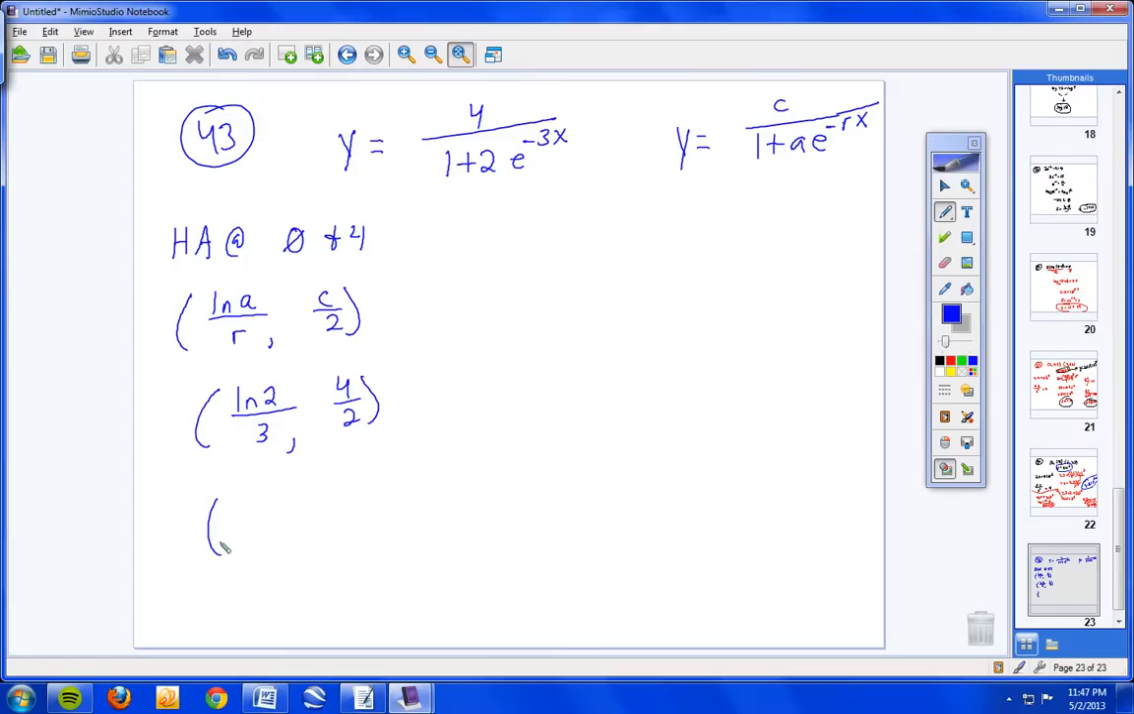So let's see what we come up with. Natural log of 2 divided by 3. Of course, your calculator does natural log of 3, so natural log of 3 divided by 2 gives you 0.55, and then of course 4 divided by 2 is 2. So very good. We found our middle value.